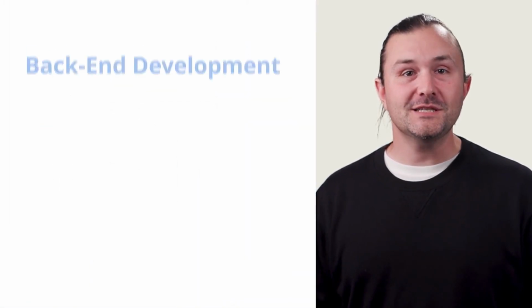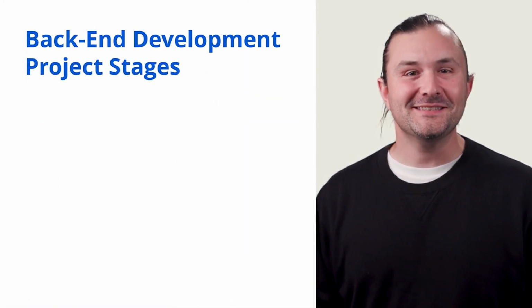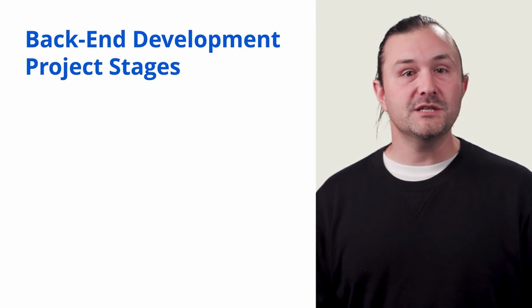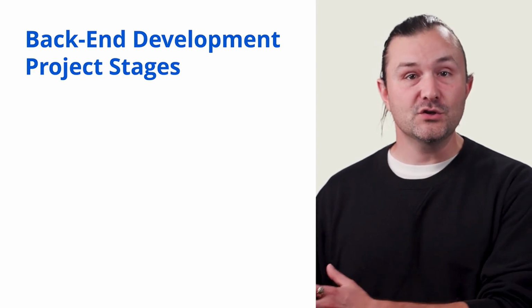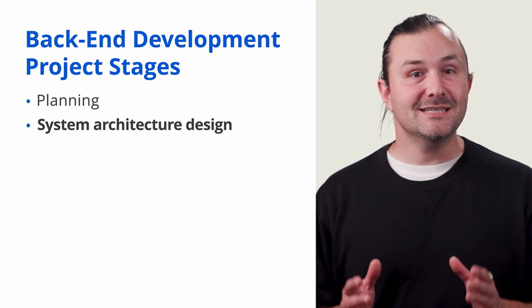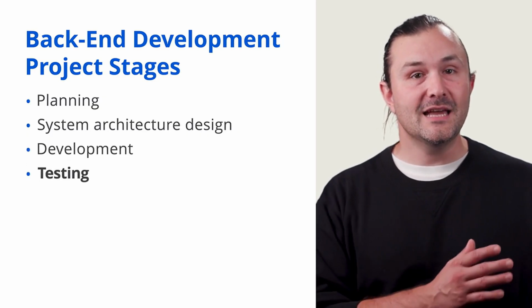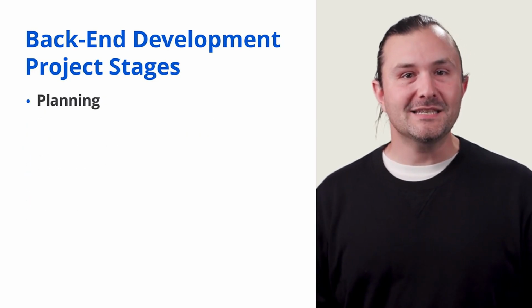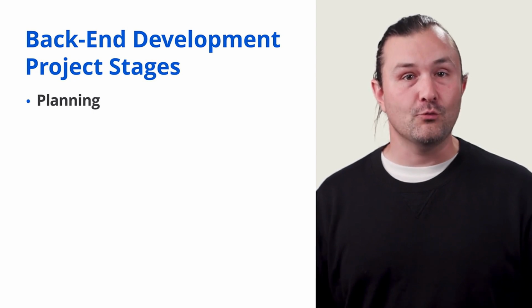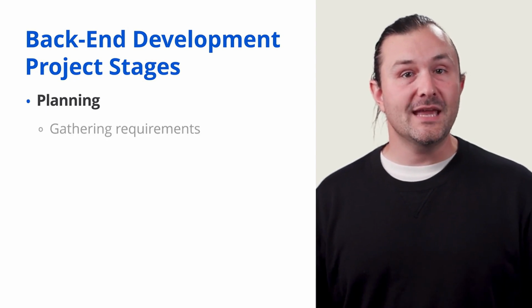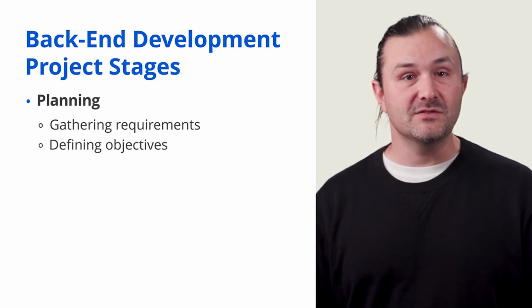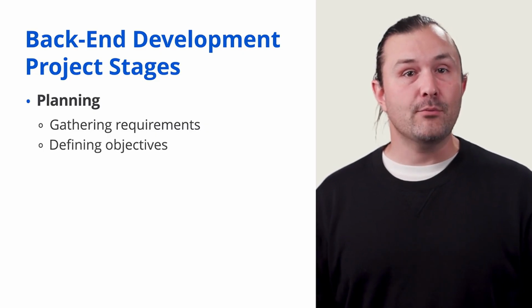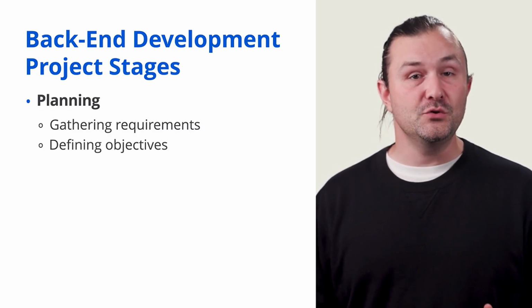Let's start by exploring the stages of a back-end development project. These projects typically involve following a series of stages, including initial planning, system architecture, design, development, testing, and deployment. The initial planning stage is where developers lay the groundwork. The project begins with gathering requirements and defining objectives. This stage involves collaborating with stakeholders to ensure the project meets user needs.